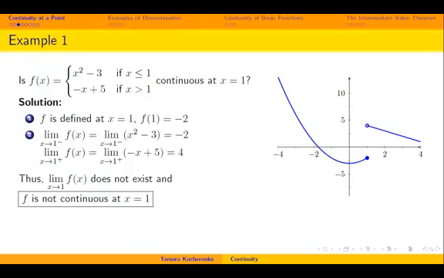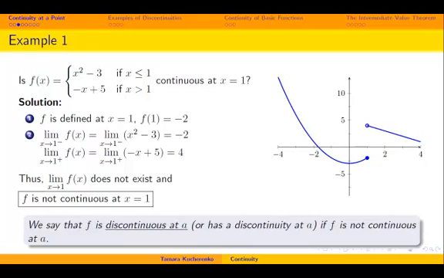When we graph the function, we see that the graph of f has a break, a sort of a jump, when x equals 1. This confirms our conclusion that f is not continuous at 1. Generally, we say that f is discontinuous at a point a, or has a discontinuity at a, if f is not continuous at a.